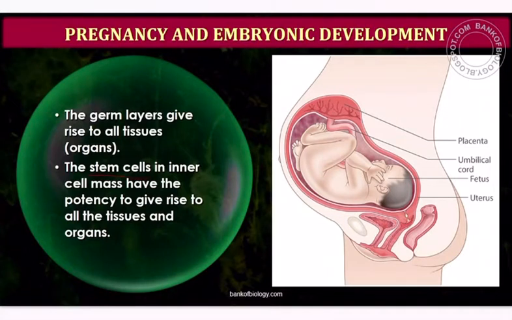Basically, it starts with tissues, then organs, thanks to cell differentiation. The stem cells in the inner cell mass have the potency to give rise to all the tissues and organs. This is very, very important.